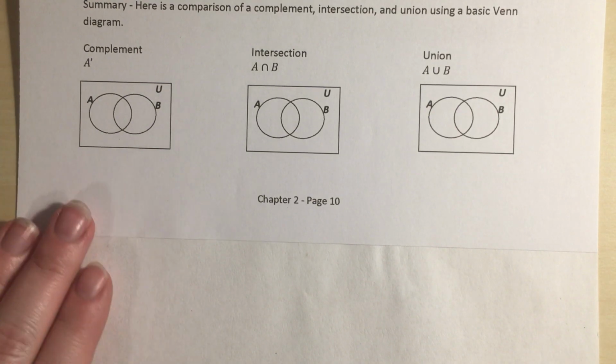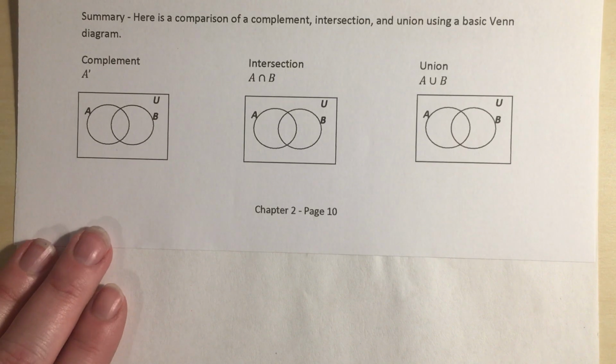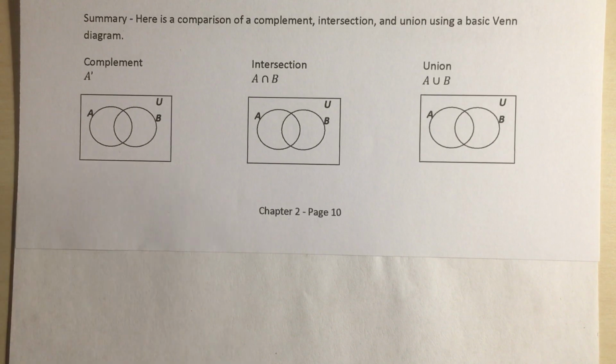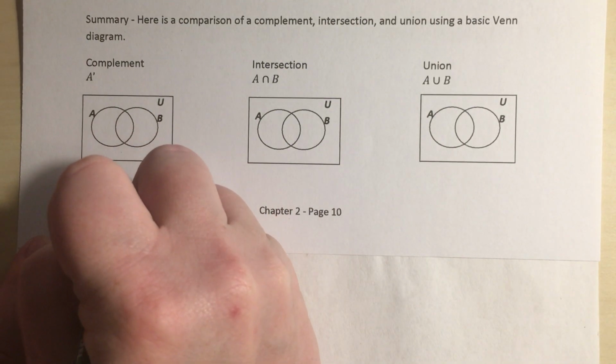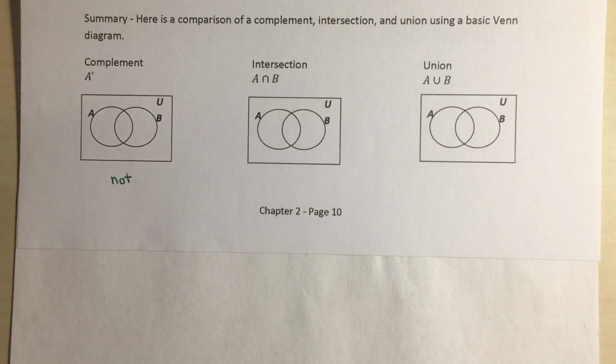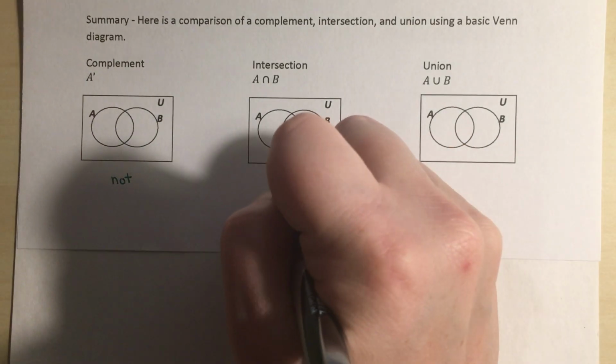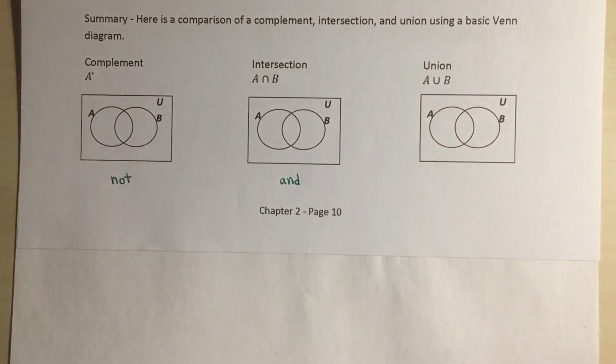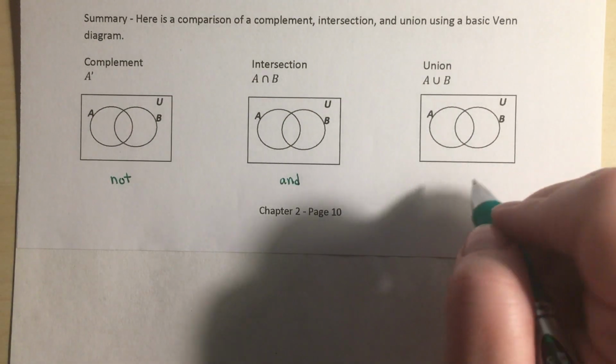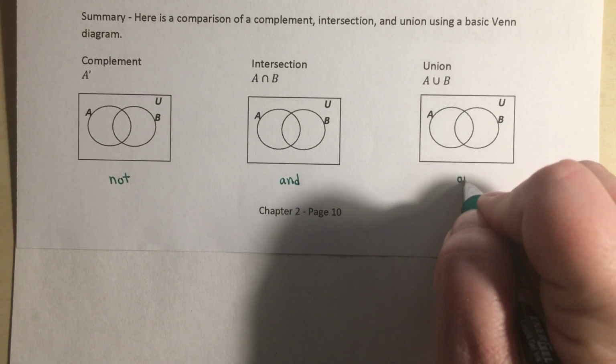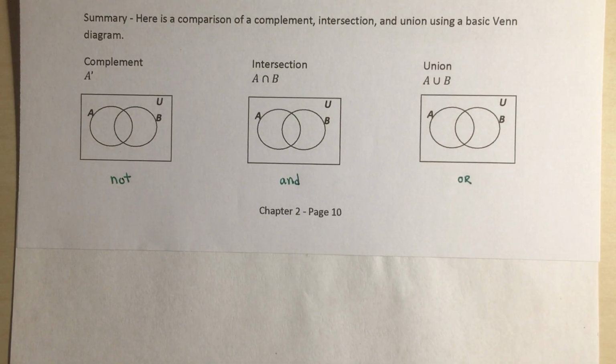What we see here is we're going to look at just a little summary. We're going to take our basic Venn diagram and compare what we mean by complement, intersection, and union that we've looked at in the last few examples. So remember that complement refers to the word not, so anything that is not in the set we are looking for. Intersection means and, so anything that is in both set A and B. And union is or, and it's inclusive or, so it means either A or B or both.